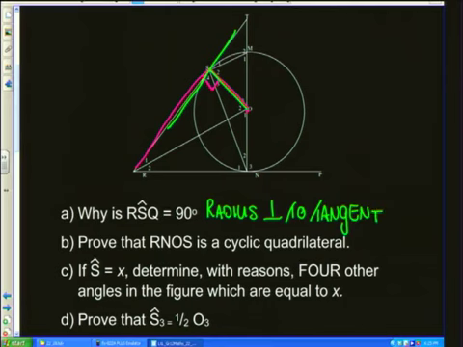Okay. Right, then they go on to say, prove, all right, that RNOS is a cyclic quad. Let's just highlight that quickly. RNOS. So there's our quadrilateral, our 4-sided figure. And they're basically saying that if there was a circle drawn around those 4 points, we have to prove that those four points would be on the circumference of the circle, okay?